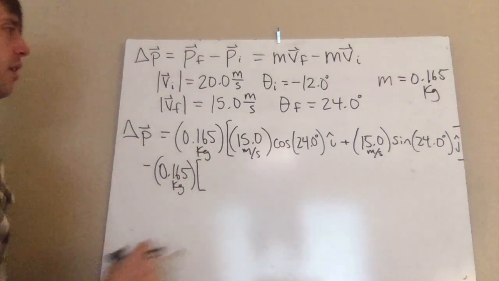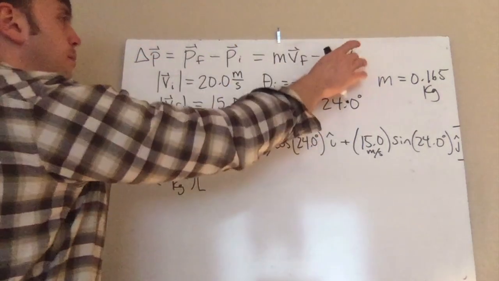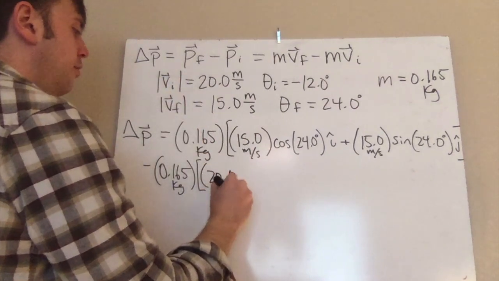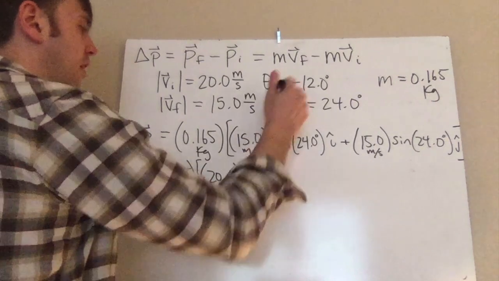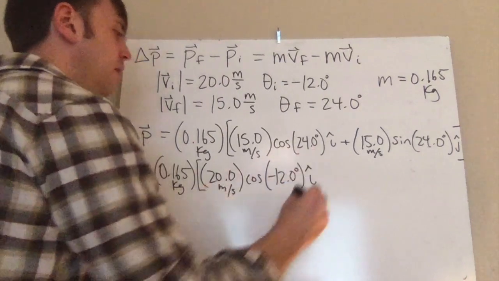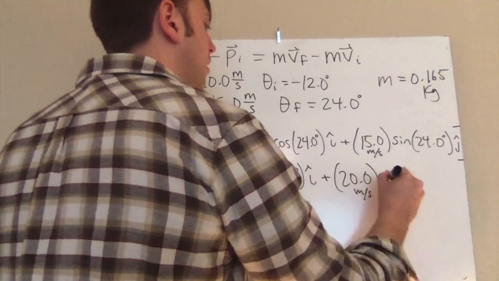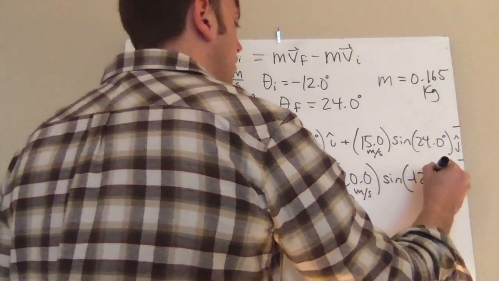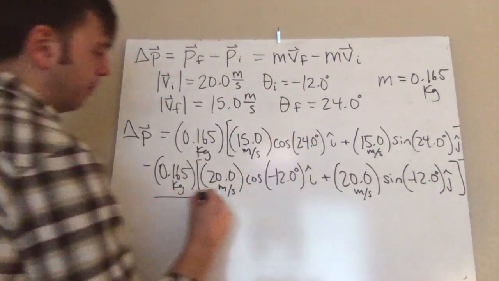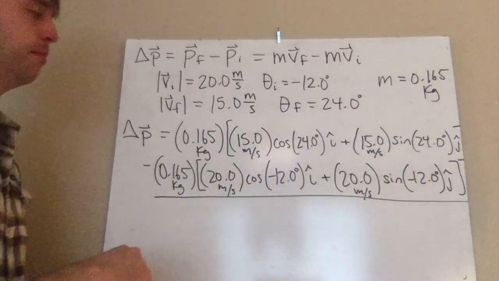And here, I'm going to write v initial as a vector in xy form. Okay, so we have a magnitude of 20 meters per second. Take cosine of the negative 12-degree angle to give us the x component. And then we'll take 20, take sine of the negative 12-degree angle to give us the y component. Okay, so this is what I need to calculate to get delta P, or the change in momentum.